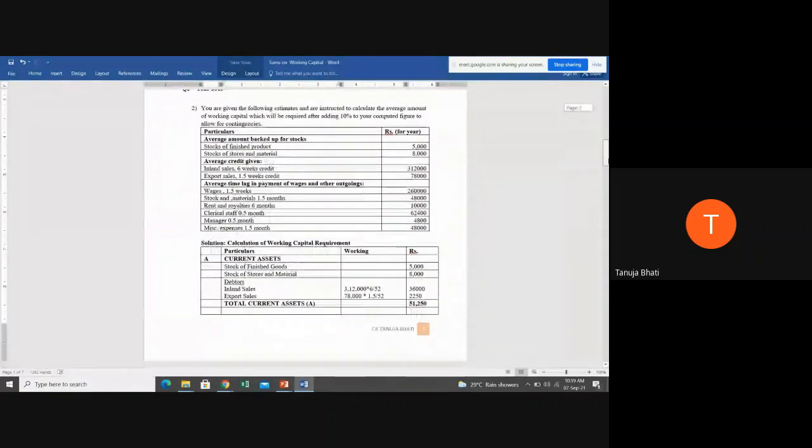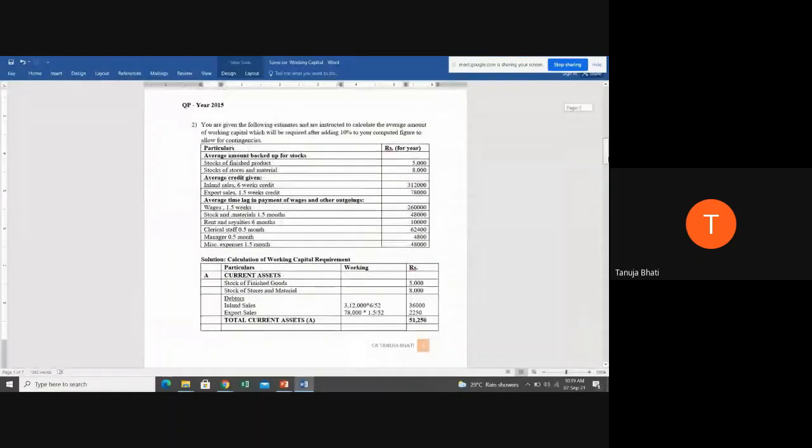Okay. Now, this is a problem from the question paper of 2015. You are given the following estimates and are instructed to calculate the average amount of working capital that will be required after adding 10% to your computed figure to allow for contingencies. Okay. Now, stock of finished goods, 5,000. Stock of stores and materials, 8,000. Okay, for the year it is given.